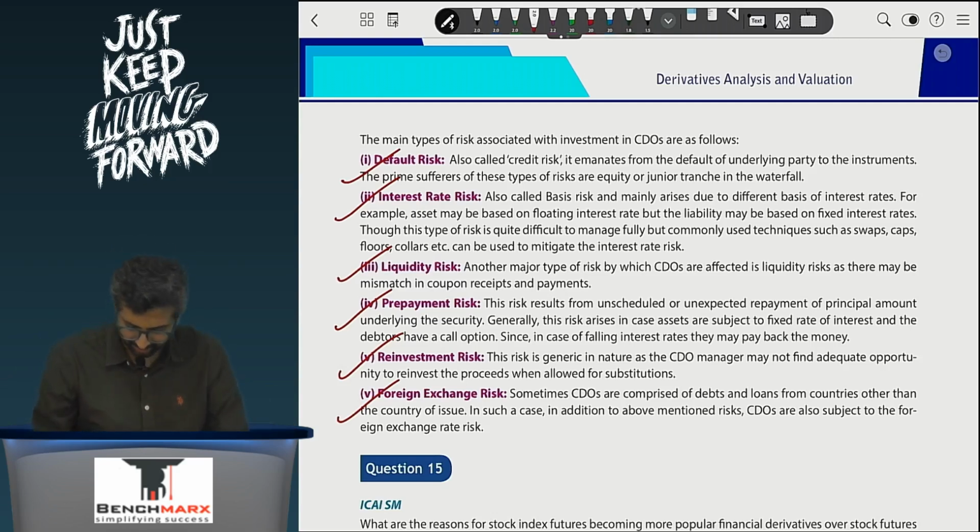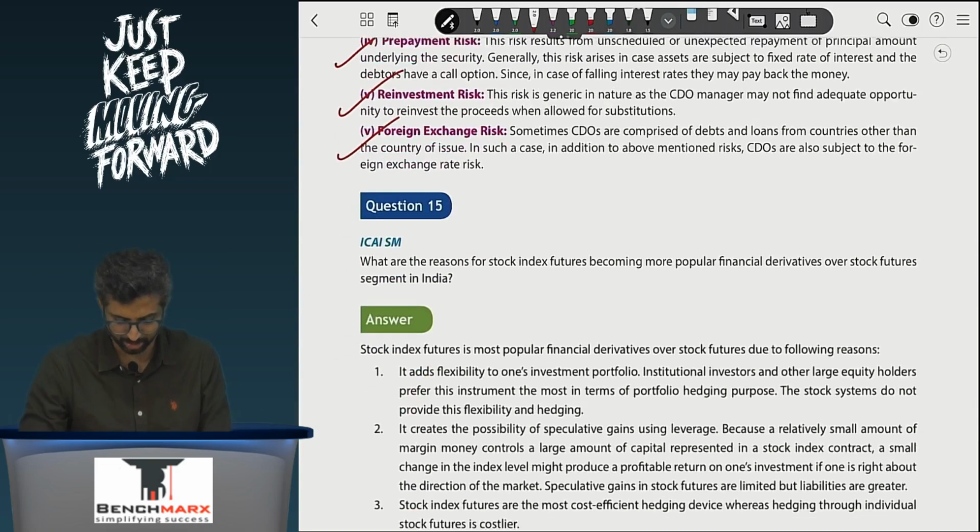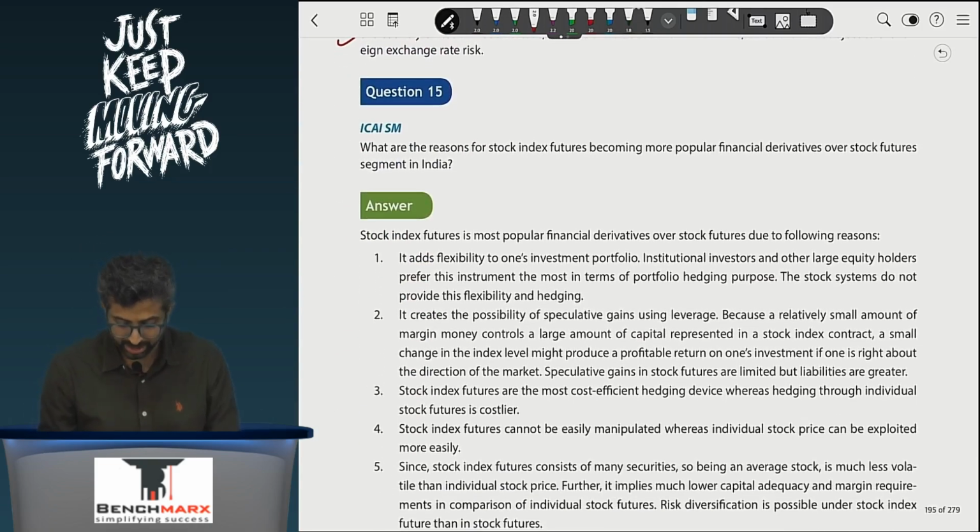It is exactly the same things that you see over here. Are we clear on this? We will discuss credit derivatives again if required, but otherwise it is there as a part of your separate theory as well. What are the reasons for stock index futures becoming more popular financial derivatives over stock futures in India?